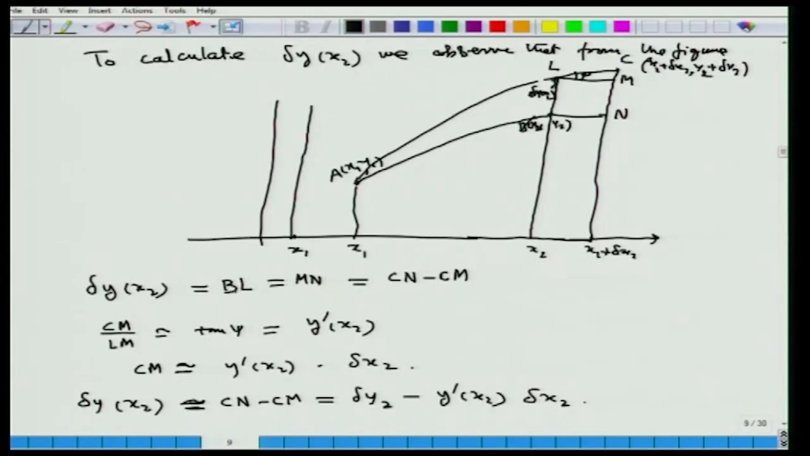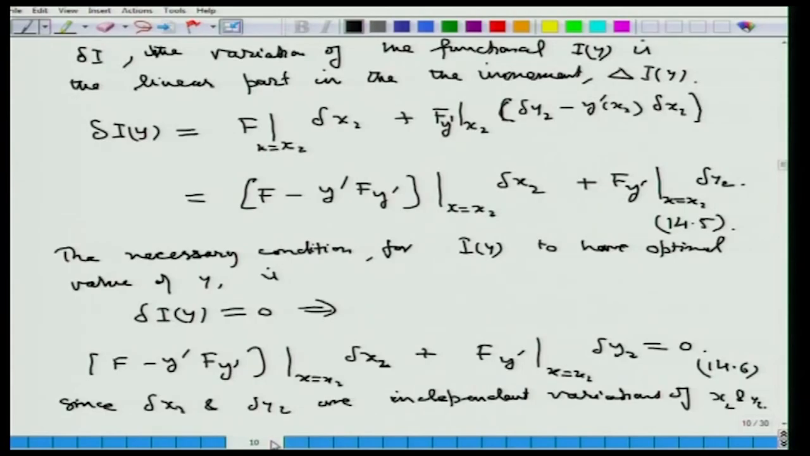We use here that BL is MN, which is CN minus CM. Here we approximate this CM by assuming that this is a triangle, because since these quantities are small, we assume that these are straight lines. And so CM over LM is approximately tangent of psi, where psi is this angle. So we get this as y' evaluated at x2, and so finally delta y at x2 equals delta y2 minus y' at x2 times delta x2.